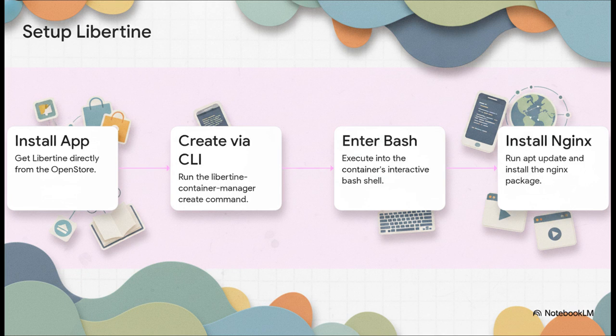Here is the exact 4-step playbook you'll follow. First off, install Libertine straight from the Open Store. Second, open your command line interface and create your container, usually with a command like libertine-container-manager create. Third, you execute into that container's bash shell. And finally, step 4, inside that brand new read-write environment, you can actually run apt update and apt install nginx. Just like that, you've got a web server environment running on a completely locked down mobile device.